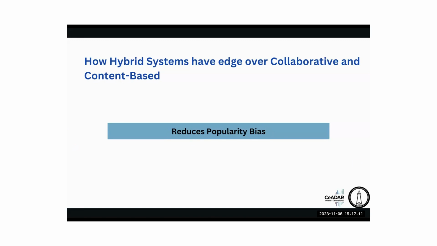And the biggest edge is that it reduces popularity bias. Popular items may dominate recommendations when they are purely based on collaborative filtering systems. By incorporating content-based filtering, our system alleviates the bias and surfaces less popular but potentially relevant items, and thus it has an edge over purely collaborative systems.